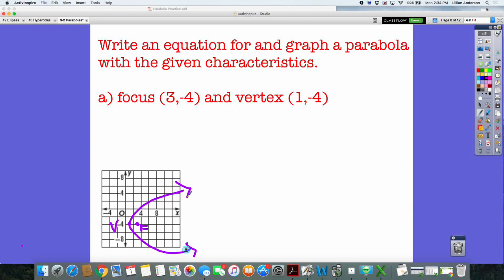Can't we tell what the directrix is? We can figure out what the directrix is because the focus and the directrix are the same distance away from the vertex. How far is the focus away from the vertex? It is 2 units. So then the directrix is going to be that same distance, 2 units away, which will put us at -1. So x equals -1. That's the directrix.